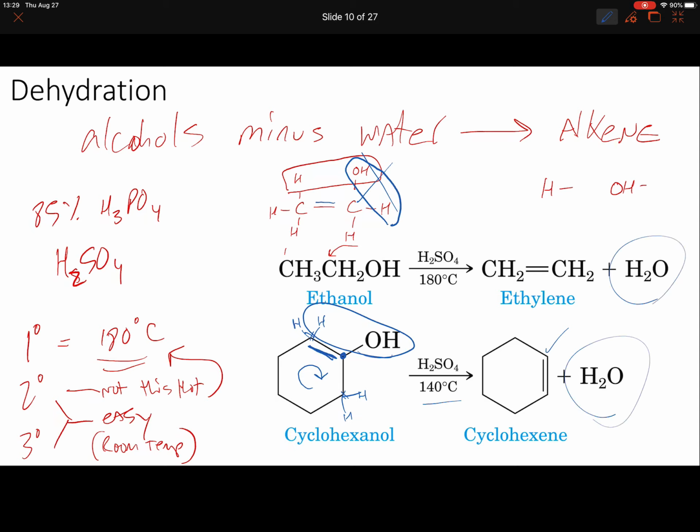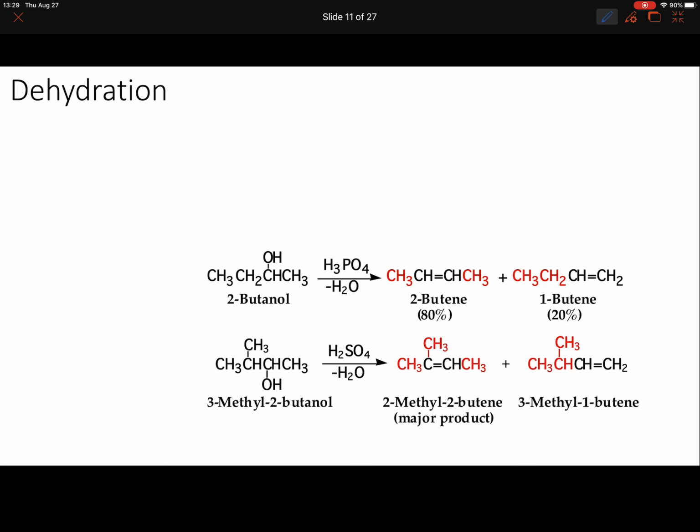Water molecule. Always got to show the water molecule. When isomeric alkenes are obtained, the alkene that has the greatest number of alkyl groups on the double bond usually predominates. So this is another way of saying it's going to try to keep all the hydrogens together. I don't know if that's the best way of saying it. Let me show you what I mean.